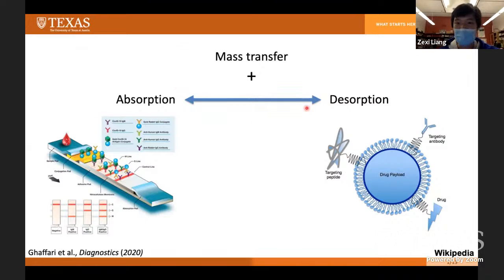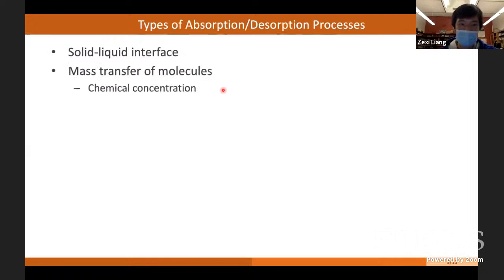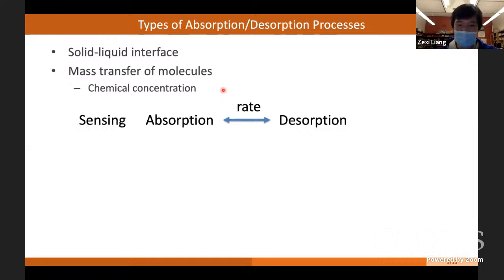So this is a very common phenomenon in many of the application scenarios. So today we are going to talk about a specific type of absorption desorption process. We narrow down the scope to only the solid liquid interface, and we talk about mass transfer of molecules, not large particles. So the diffusion is governed by chemical concentration. So it's important to tune the rate for both absorption and desorption.